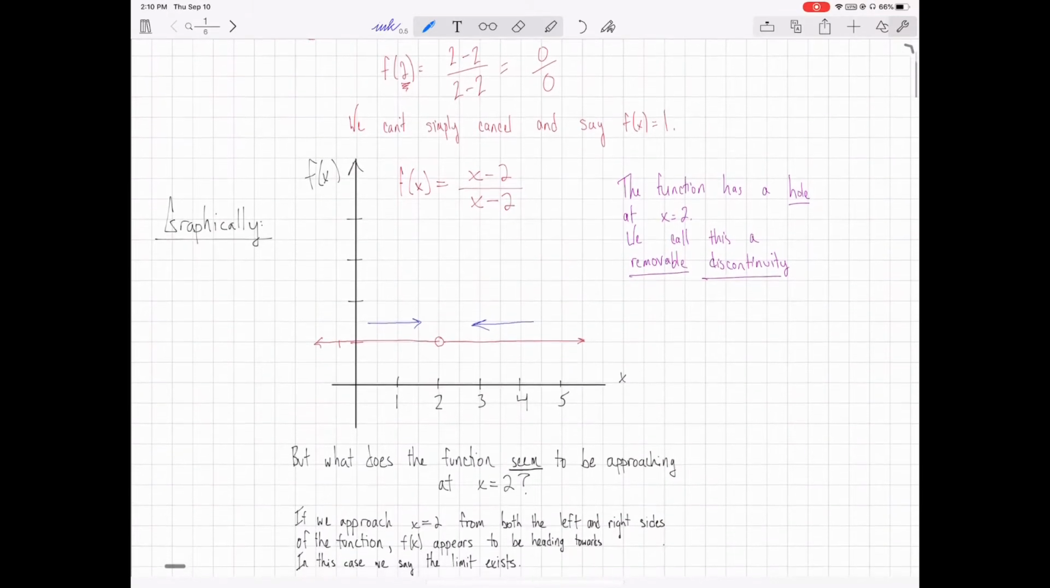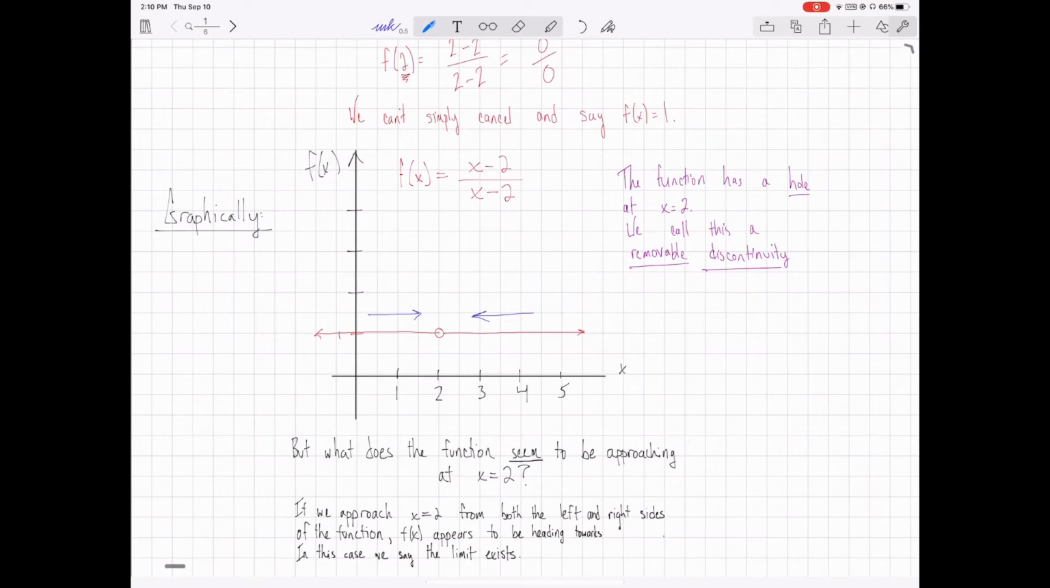So it's written out here. If we approach x equals 2 from both the left and right sides of the function, f of x appears to be heading towards what? Well, we just said it. It was f of x equals 1. So f of x and y are interchangeable, so we're just saying as you go towards x equals 2, the y value seems like it's going to be 1. So if it seems to be heading towards the same value from the left and the right, we say the limit exists.